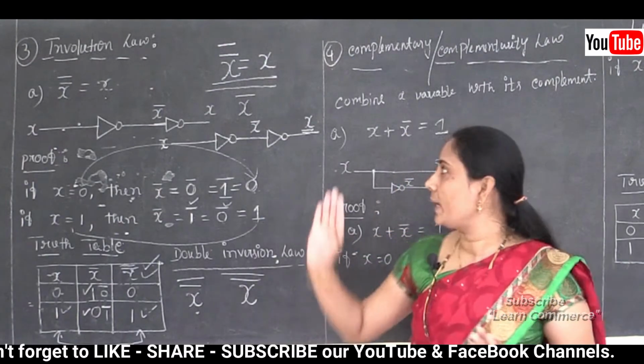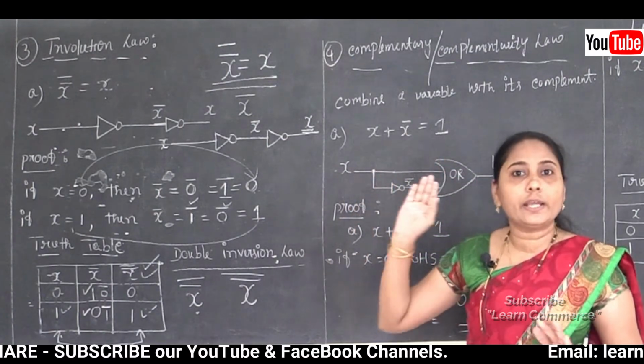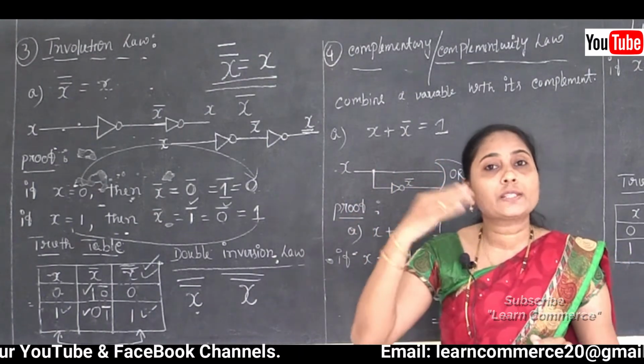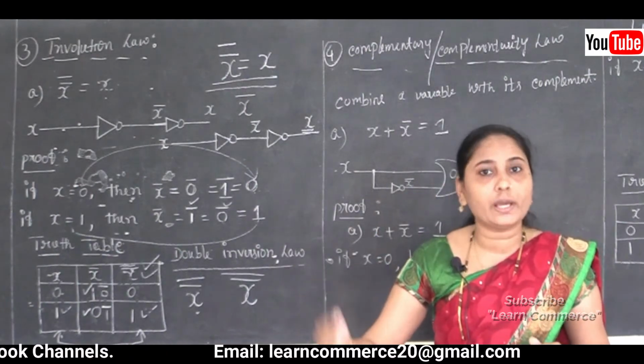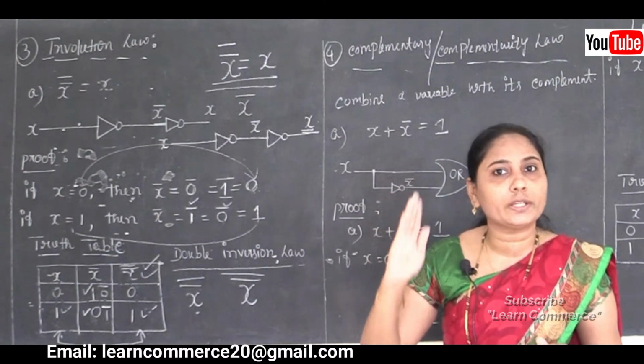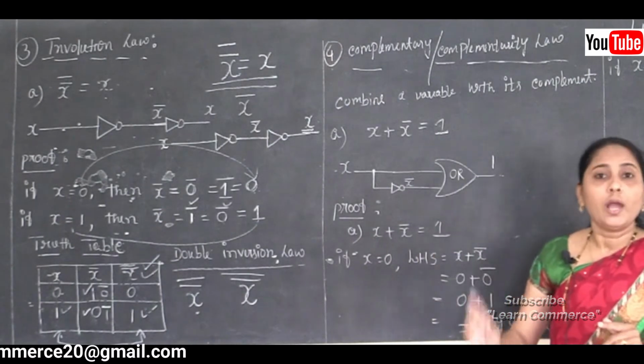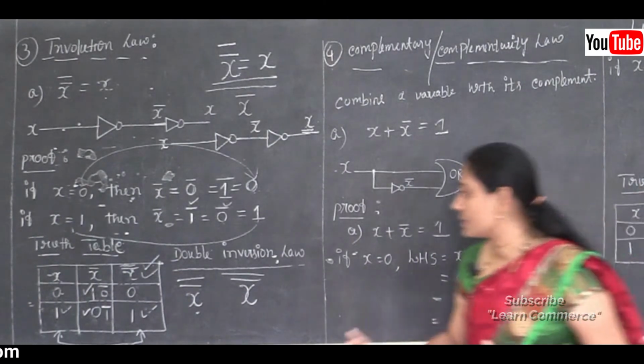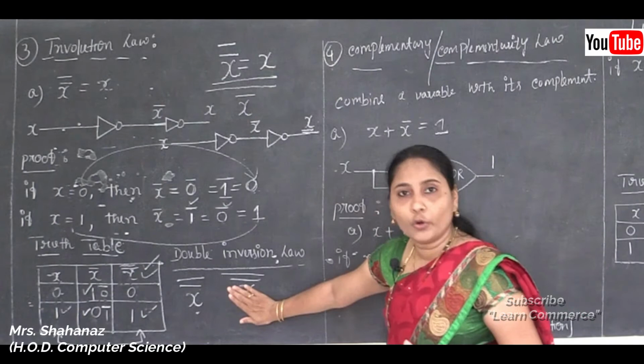So lastly we can say that this law states that the complement of a variable is complemented again, or twice here. So it is called the involution law, and this law is also called the double inversion rule. Clear this one?